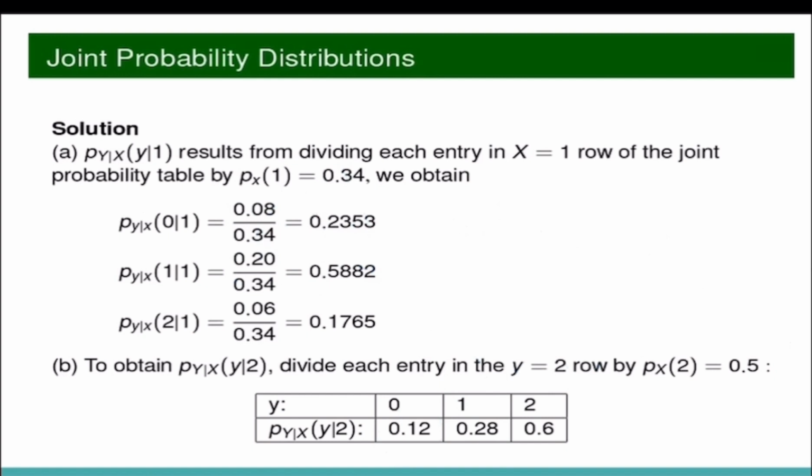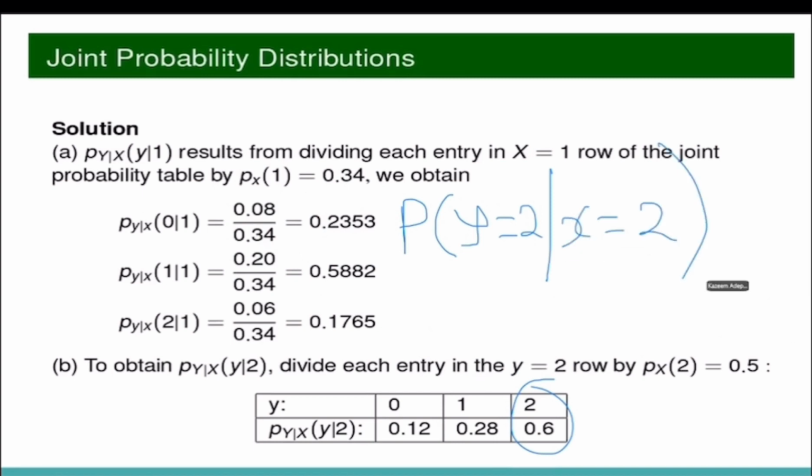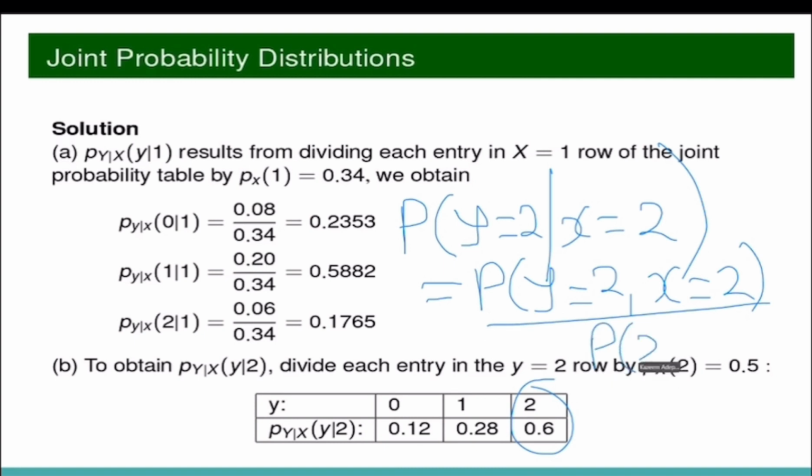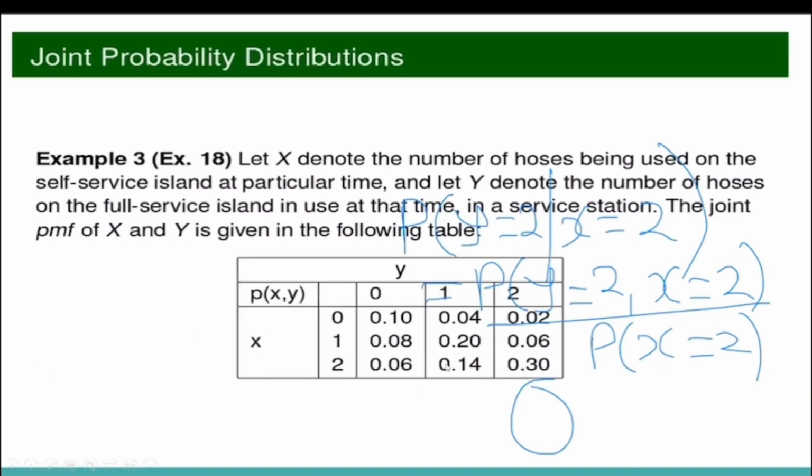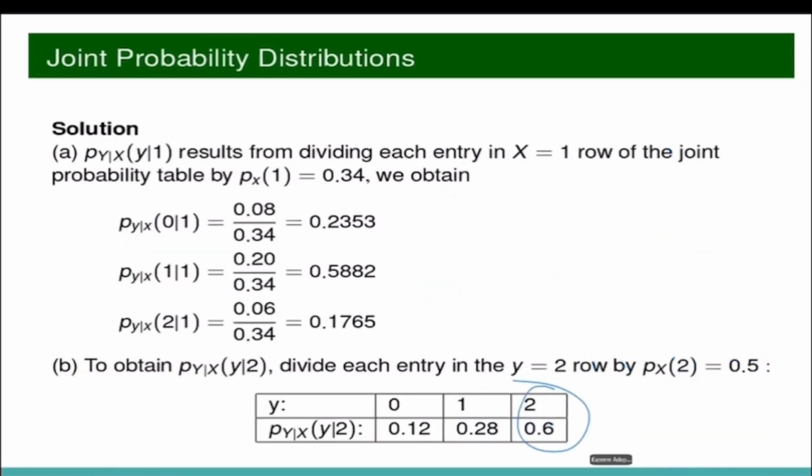Lastly, how do I get this value here? You want the probability of y equal to 2 given that x equal to 2. That is the joint, y equal to 2, comma, x equal to 2, divided by the probability of x equal to 2. Don't forget, the probability of x equal to 2 is the marginal, which we already figured out by adding up to 0.5. So the denominator is 0.5. When y equal to 2 and x equal to 2, that is 0.3. So 0.3 divided by 0.5 is 0.6. That was how we got this value. I believe you really understand that. So that is how we get the conditional.